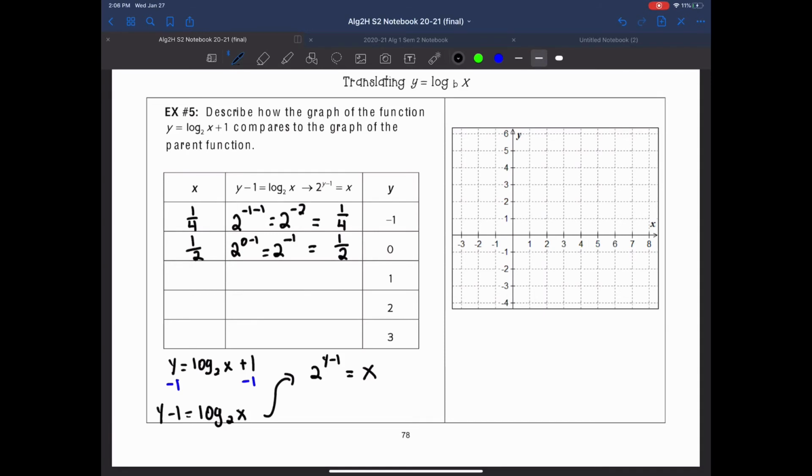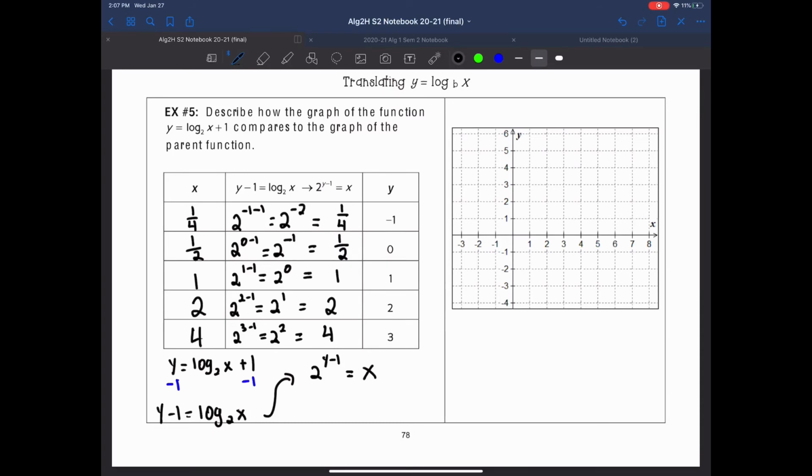Now let's plug in 1. We have 2 to the 1 minus 1. That gives me 2 to the 0. Anything to the 0 power is 1. So my input is going to be 1 when my output is 1. Let's plug in 2. We have 2 to the 2 minus 1. That gives me 2 to the first. Anything to the first power is 2. So my input is going to be 2 when my output is 2. Last but not least, we have 2 to the 3 minus 1. That gives me 2 squared. We know 2 squared gives me 4. So when my output is 3, my input is 4.